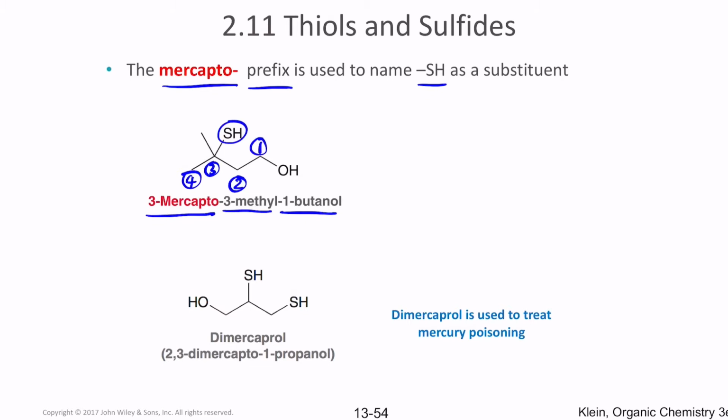Next, the other compound is dimercaprol, where you have two SH groups. This is 2,3-dimercapto-1-propanol. This is a compound that's commonly used to treat mercury poisoning. So that is where the name also comes from.